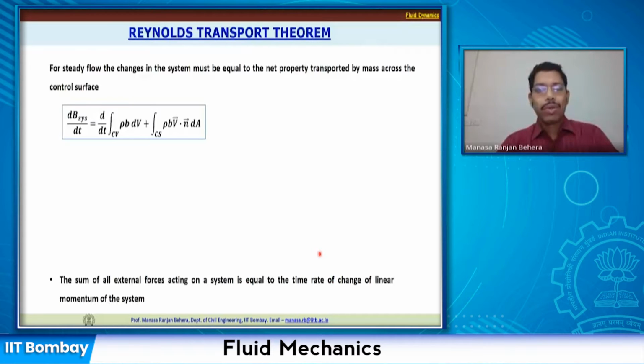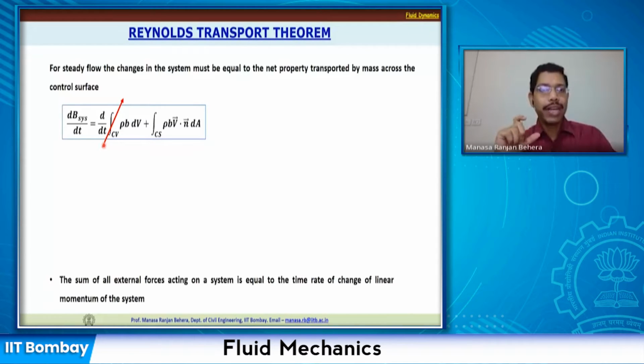So now, by taking this same equation for a steady flow, the changes in the system must be equal to the net property transported by the mass across the control surface. So we can write down the change in a steady flow. When we are talking about steady, what does it first of all indicate? There is no change over time. If there is no change over time, then what will happen to this term d by dt? It will go to 0, so it disappears.